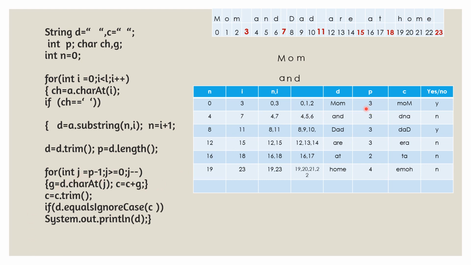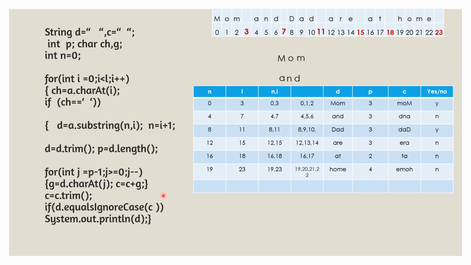P is the length of the particular word. So if we take the first word, p minus 1 means 3 minus 1, 2 to 0: 2, 1, 0. One by one, characters will be extracted and stored in the variable c, the new string c. With the help of character g, g is equal to d character at j, and c is equal to c plus g. The new word is stored in the variable c.